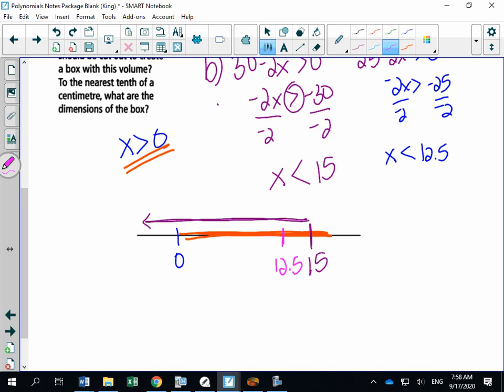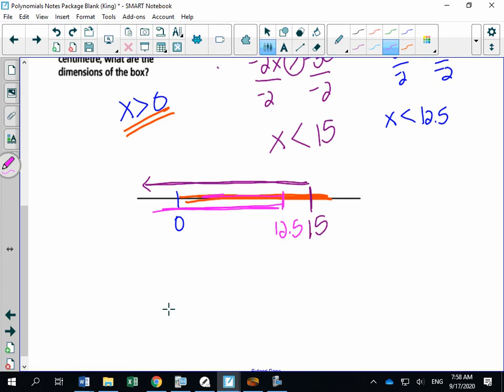And x is less than 12.5. That would be this piece. Maybe I'll put it down here. That would be this. So what you have to do, your domain is what was common to all three of these. And what's common, where they overlap, is from 0 to 12.5.